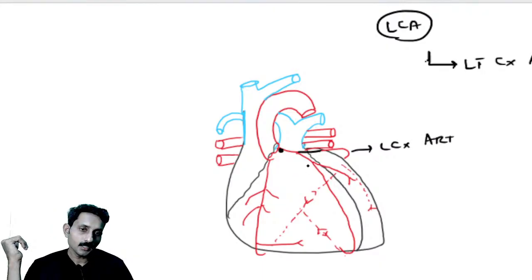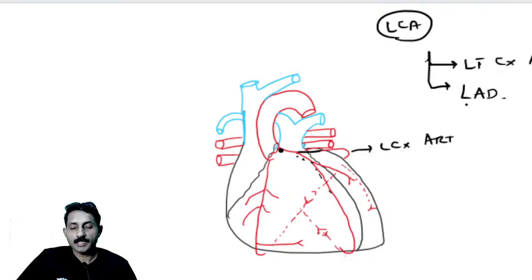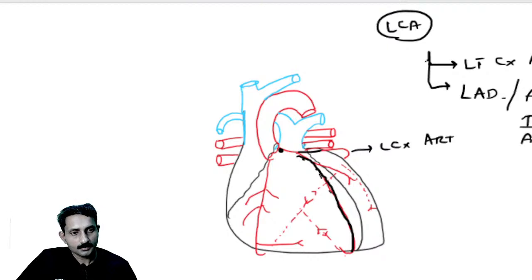Okay. Then it gives a branch here. This is called LAD. What is LAD? Left anterior descending artery. This artery is descending down. This is called LAD, left anterior descending artery. One more name for this is anterior IV artery, anterior interventricular artery. That is also one name.